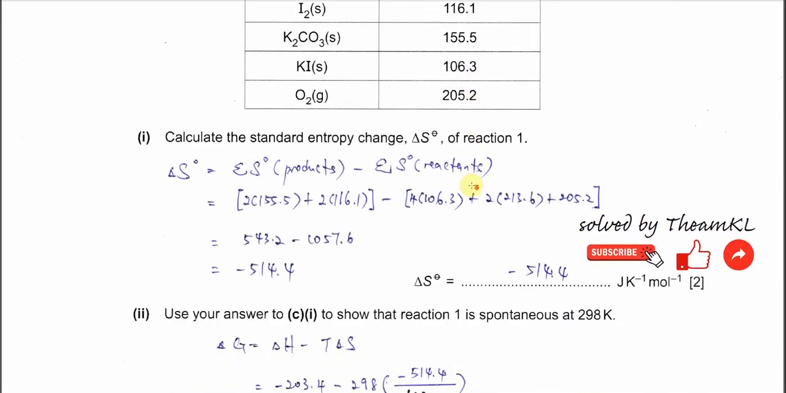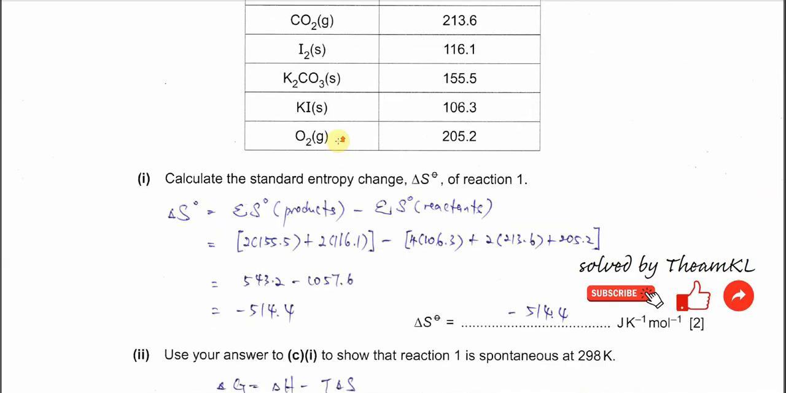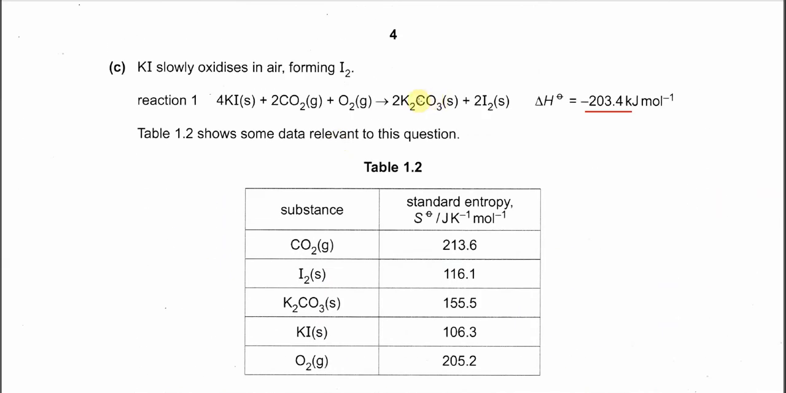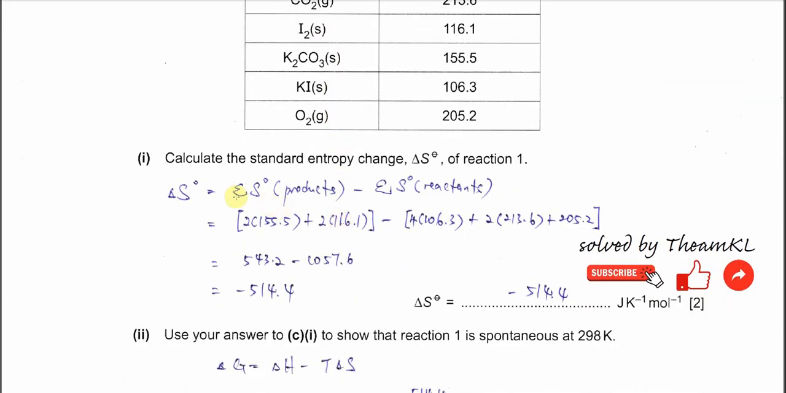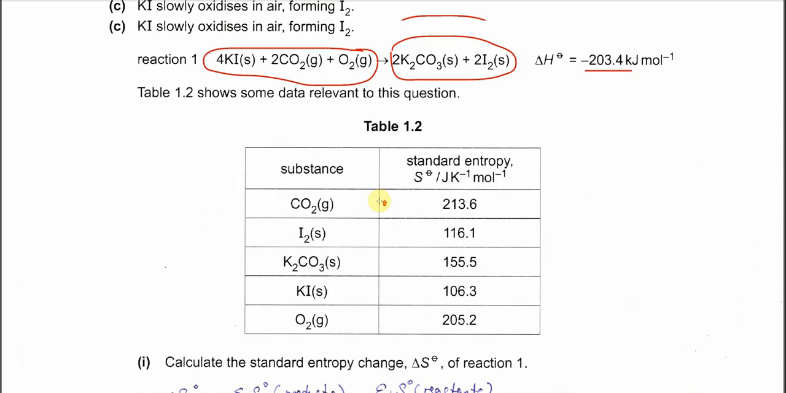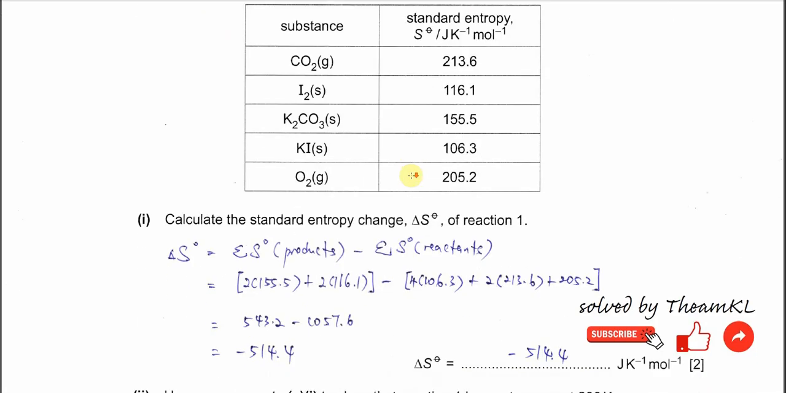Okay, let's see what they're asking. Part 1, calculate the standard entropy change for reaction 1. For reaction 1, you need to consider all the reactants and products. The products are here, the reactants here. So you need to use the molar entropies of the products minus the molar entropies of the reactants, which is the sum of the molar entropy of the products minus the sum of the molar entropy of the reactants. The products, again, are potassium carbonate and iodine. So you need to find the values from the table.